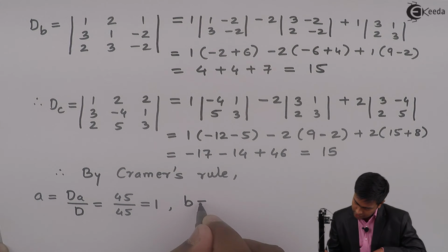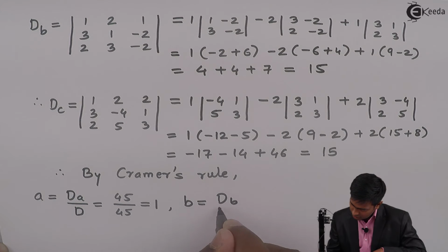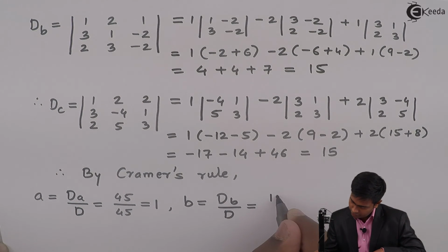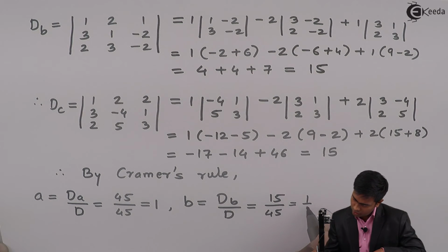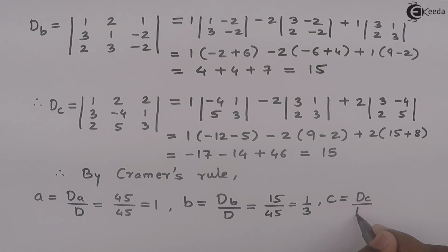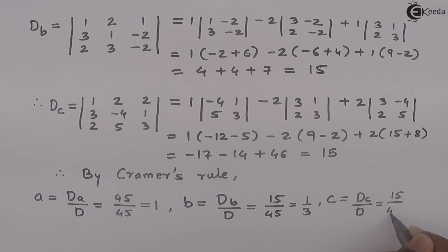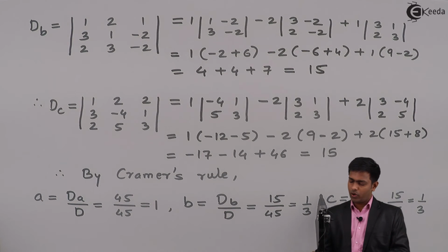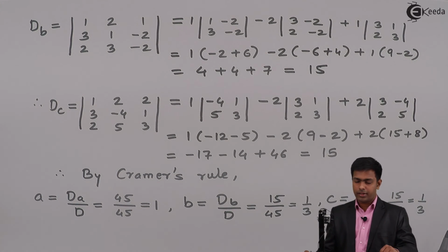Next, B is equal to dB upon D. Now the value of dB is 15. So 15 upon D, D is 45. So the answer is 1 by 3. And similarly, the value of C is dC upon D, where dC is 15 upon 45, that is again 1 by 3. So the value of A is 1, B is 1 by 3 and C is 1 by 3.